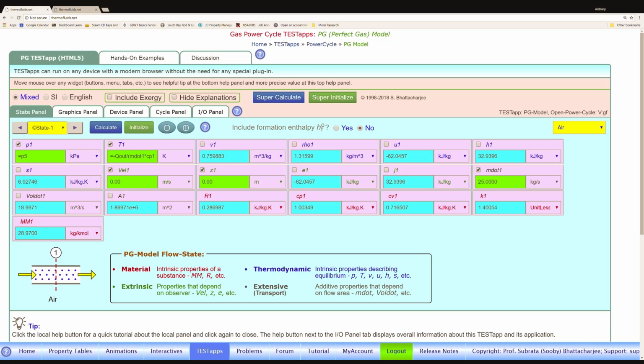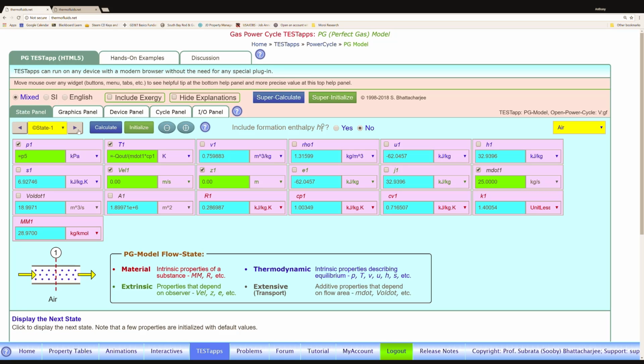I will now run through the different states in the cycle and explain the variables as I've entered them into TestCalc. We will begin with state 1. P1, the compressor inlet pressure, is equal to P5, the turbine exit pressure. T1 is the same as what we have solved for in the PowerPoint slide, and m dot was given in the problem statement as 25 kilograms a second. I would like to note that m dot is the same for every state in the cycle.